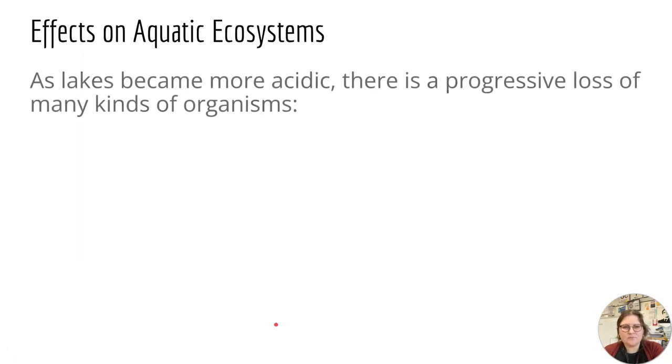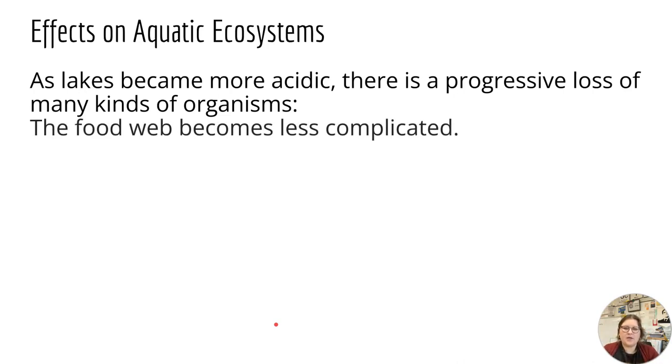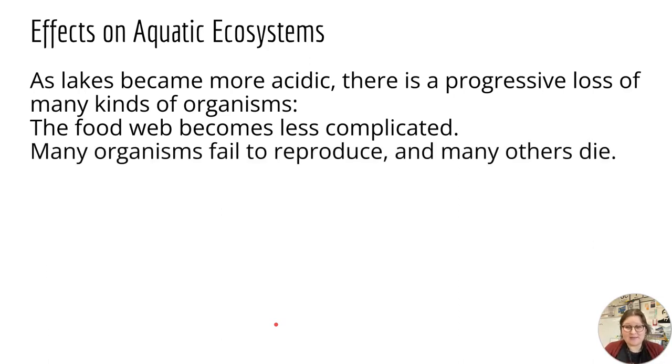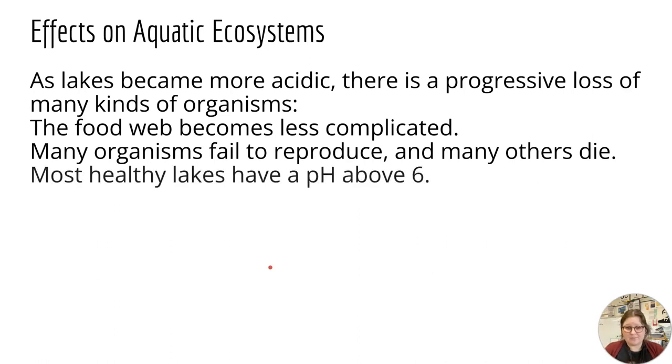For aquatic ecosystems, as lakes become more acidic, there's a progressive loss of many kinds of organisms. The food web becomes less complicated. We want complicated food webs. That is stability, right? We need that diversity. If a food web is becoming less complicated, that means we're losing species. Many organisms will fail to reproduce because it is so acidic, and many others can die.